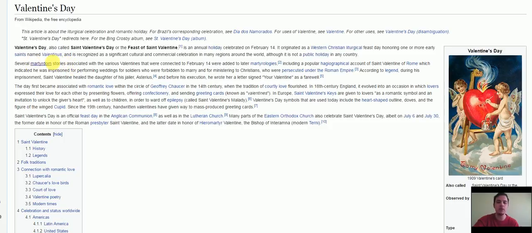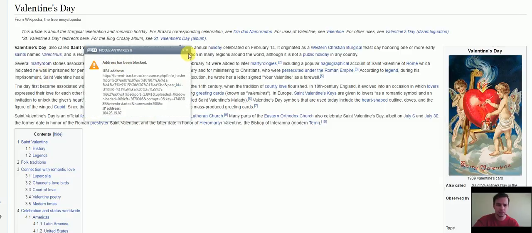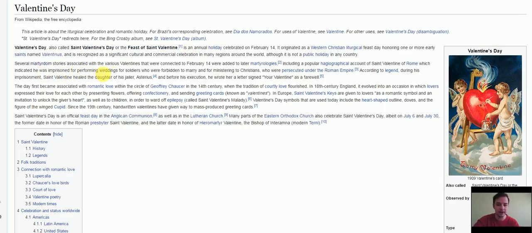And there are several martyrdom stories associated with the various Valentines that were connected to February 14th that were later added to martyrologies, which is a set of stories about martyrs. So you can think that the day is associated with love, with martyrdom, almost with sacrificing for someone you love, giving things to others you love, even though it costs you, including a popular hagiographical account of Saint Valentine of Rome, which indicated he was imprisoned for performing weddings for soldiers who were forbidden to marry and for ministering to Christians. Ministering means fulfilling a religious function.